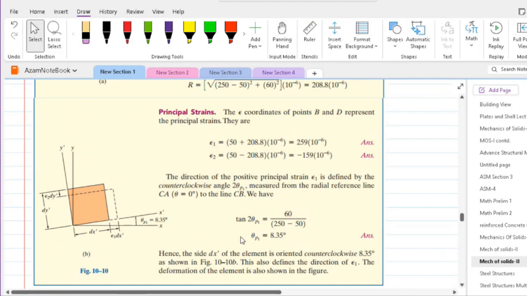After this, we can draw our principal strain state. The principal strain state is oriented at 8.35 degree from our reference x-axis in counterclockwise direction. Strain 1 is getting extended as it's positive, and strain 2 is causing shortening since it is negative.